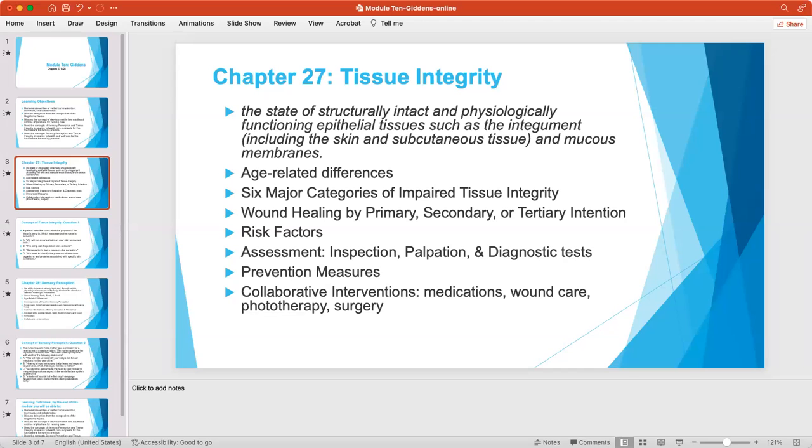And just remember that when tissue integrity is impaired, a number of body functions are affected. This can include thermal regulation, elimination, fluid and electrolyte imbalances, protection from infection is impaired, safety is compromised, comfort and pain can be altered, and body image as well can be altered.